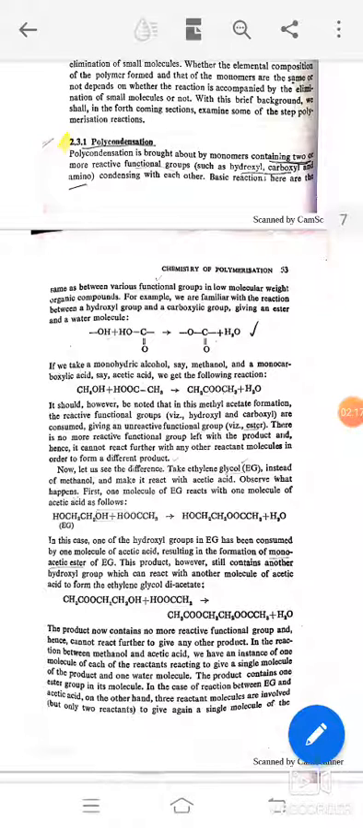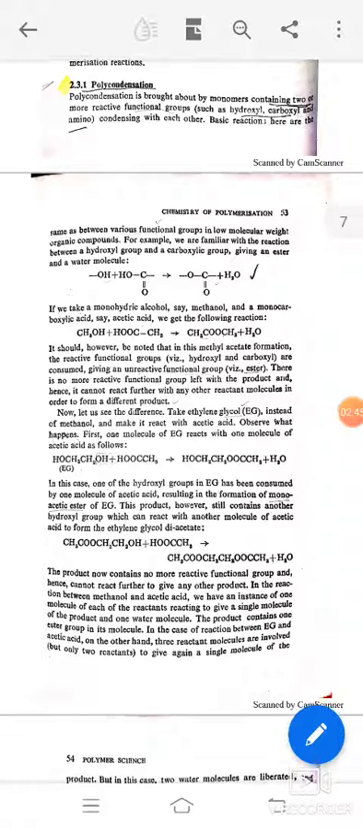It should, however, be noted that in this methyl acetate formation, the reactive functional groups like hydroxyl and carboxyl are consumed, giving an unreactive functional group like ester. There is no more reactive functional group left in the product, and hence it cannot react further with any other reactant molecule to form a different product. Now let us see the difference.